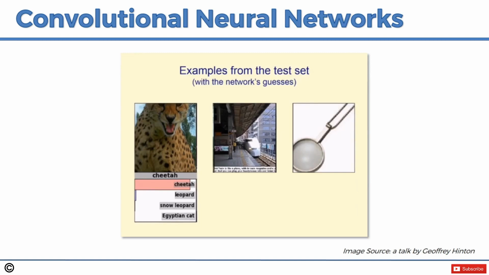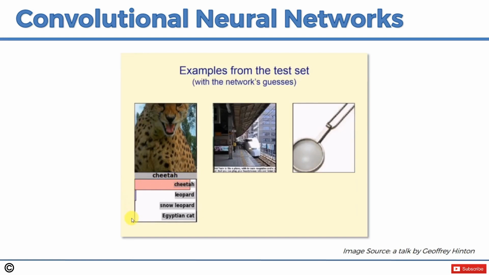So, and I've actually seen people read them incorrectly. So here at the top, cheetah is what it actually is. So that's the actual correct label of the image. That's what the label of the image is, regardless of any processing and computer vision.